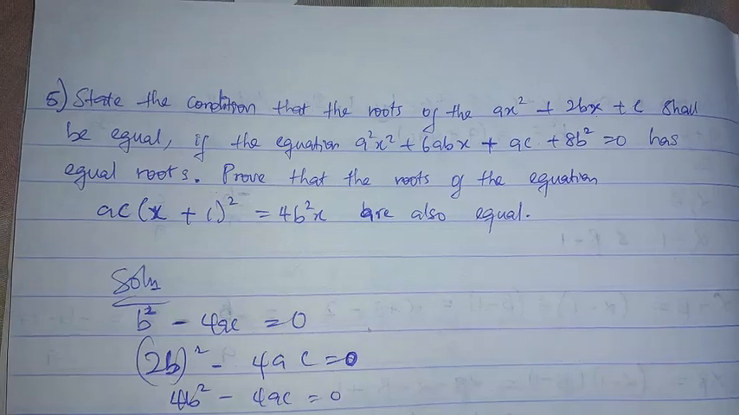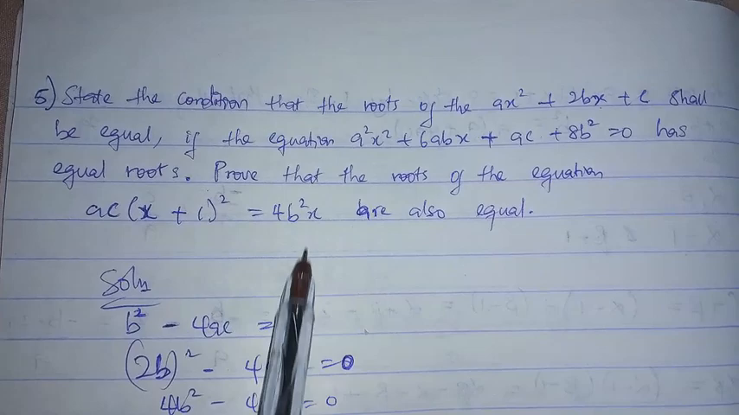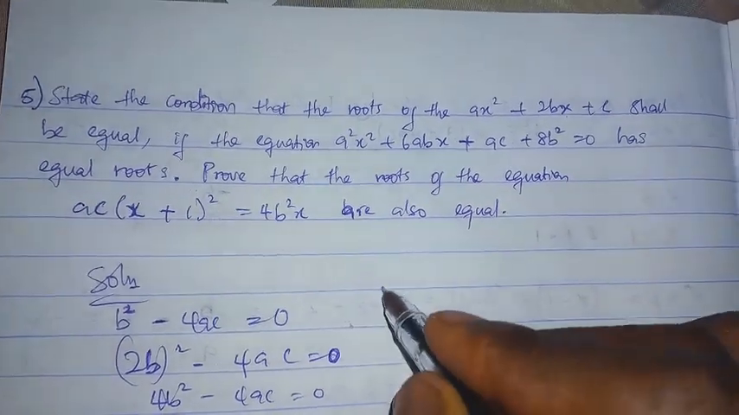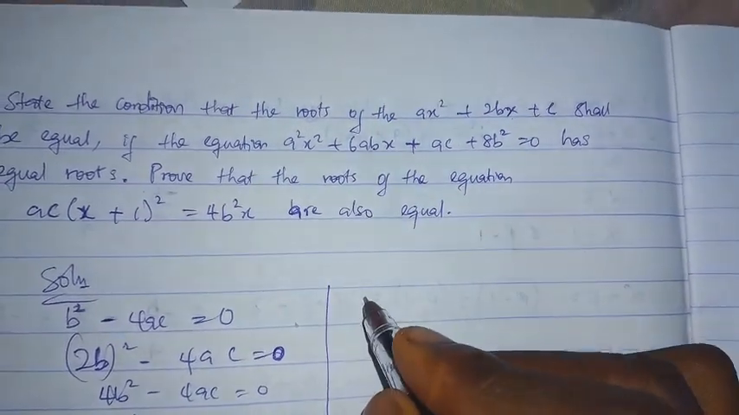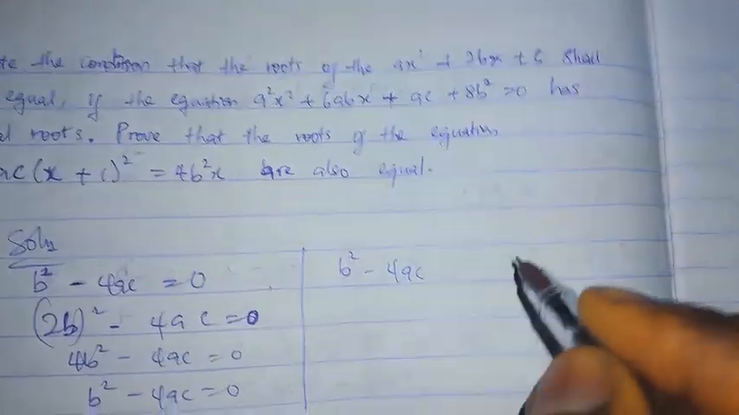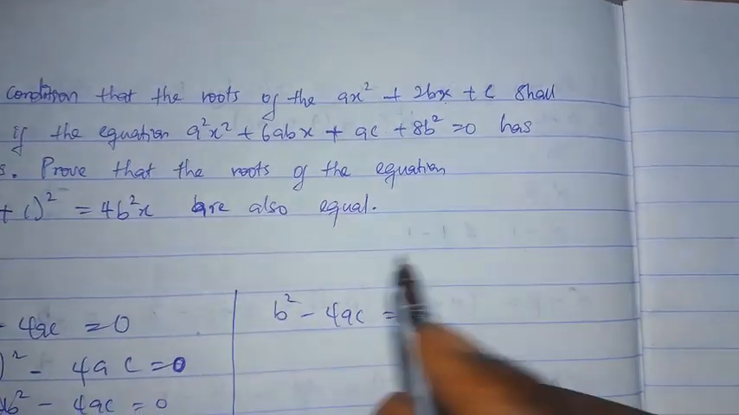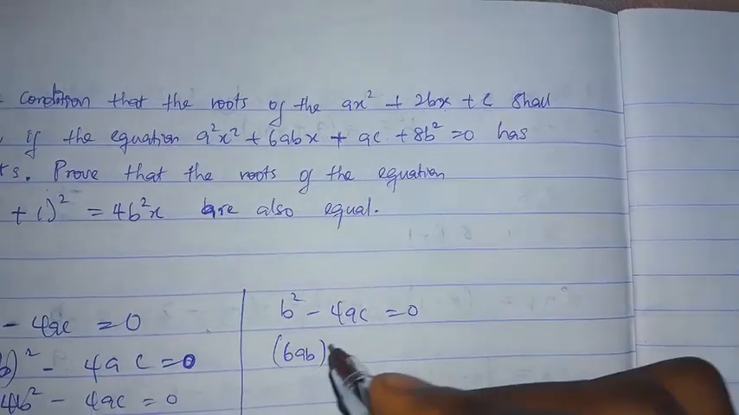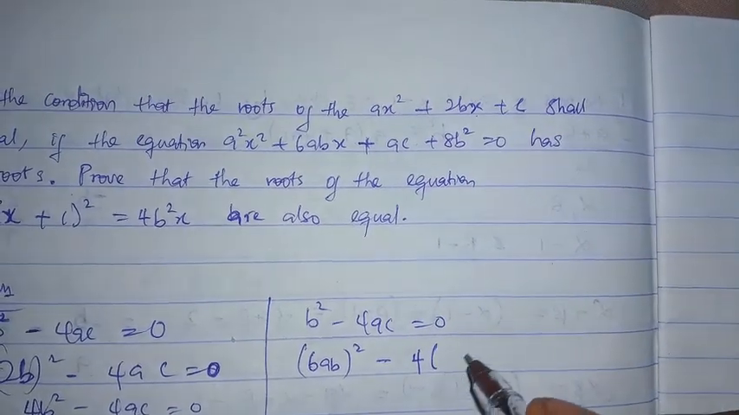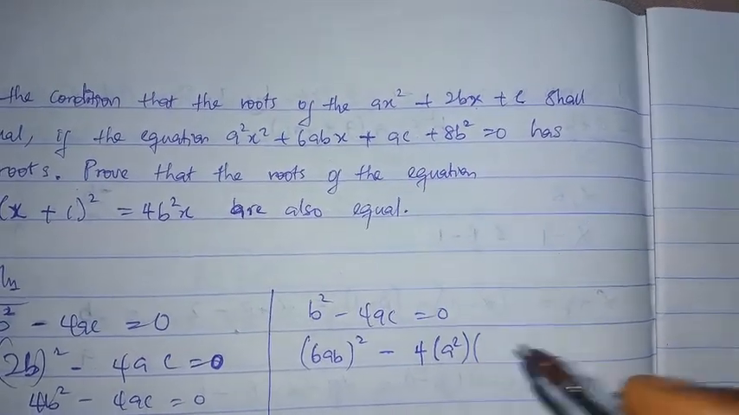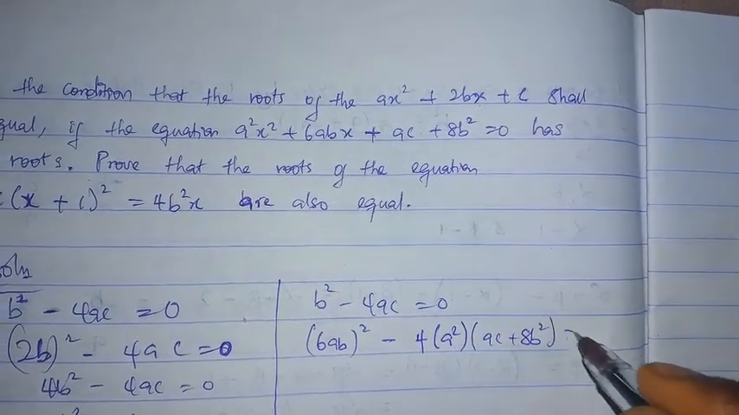For the next one, what do we have? If the equation has equal roots, this also has equal roots. So let's solve for this also and see what our answer will be. Now it has been arranged for us also. When b squared minus 4ac equals 0 as the condition of equal roots, I have my b to be 6ab. So this becomes 6ab all squared, into what's my a? My a is a squared, and my c here is ac plus 8b squared, equals 0.